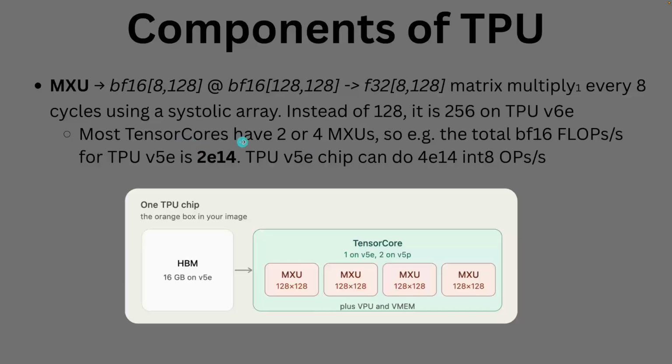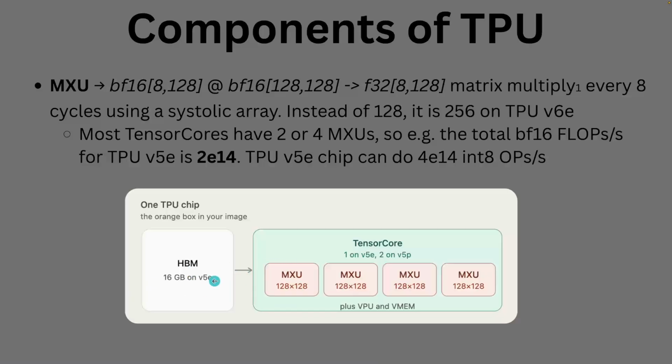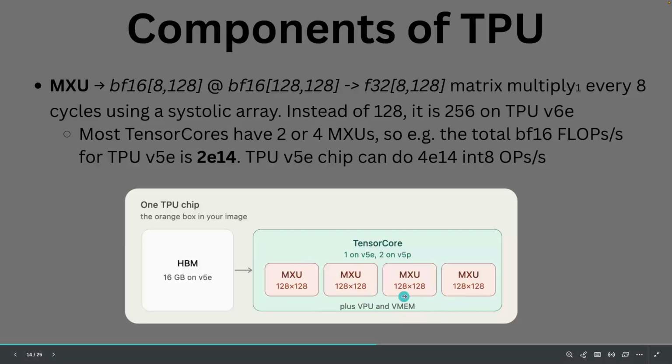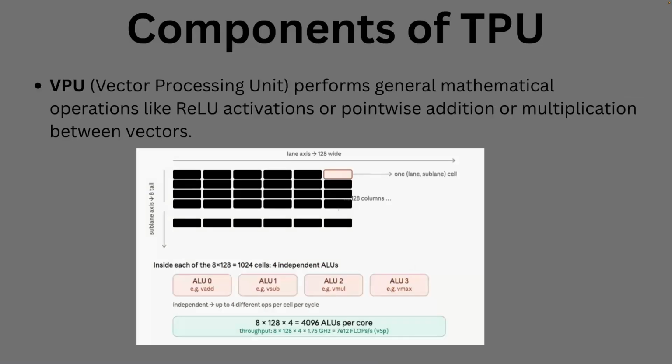Most of the tensor cores in TPU have 2 to 4 MXUs, and TPU v5e is an inference specific architecture from Google. So you can see one of the TPU components, the MXU, and each HBM is connected. We're talking about the v5e architecture, which is inference specific, and it is connected to 4 MXUs here in one tensor core.